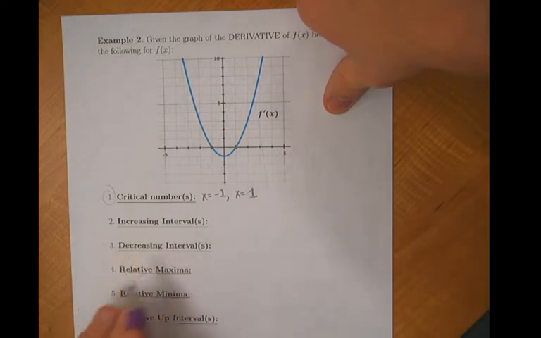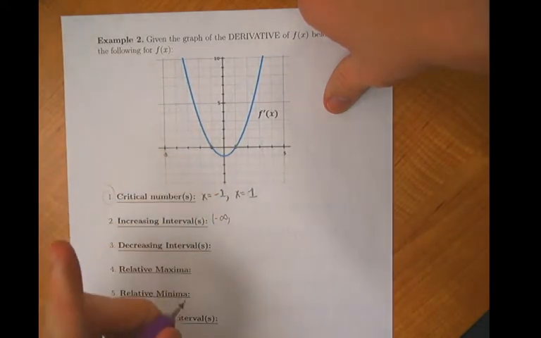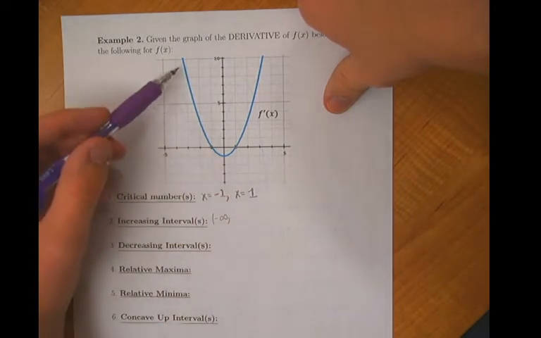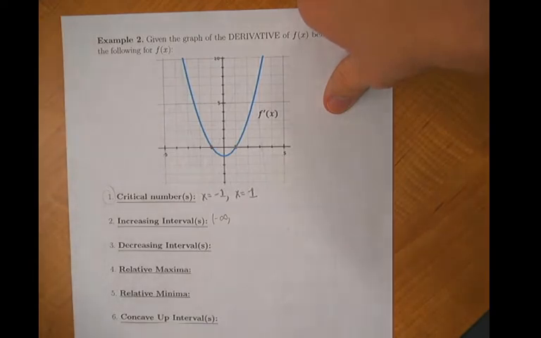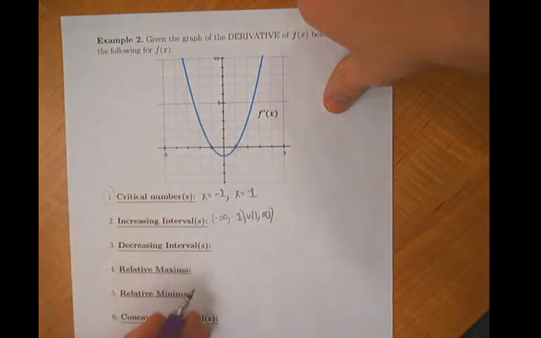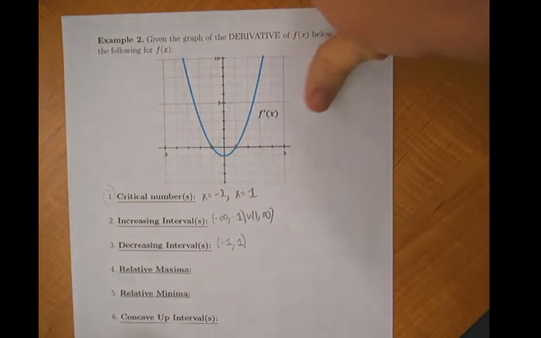But now what about the increasing and decreasing intervals? What would they be here? The increasing would be from negative infinity to negative 1, and from 1 to infinity. Remember, we have to be above the x-axis. And consequently the decreasing interval would be negative 1 to positive 1. Good. So that takes care of that.